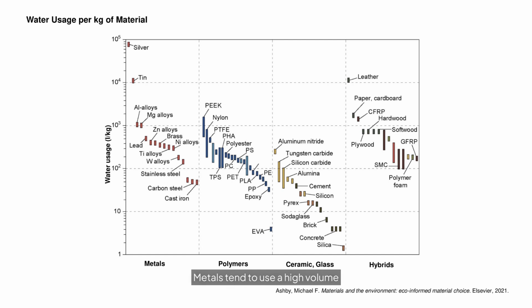Metals tend to use a high volume of water in their production. Think of mining and refining metals or cooling in steel mills. Those processes can consume significant water per kilogram of metal, though often recycled on site. Polymers use water mainly for cooling and chemical processing and typically consume a high volume of water per kilogram.